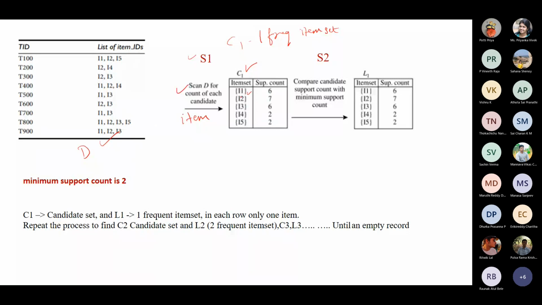So what is I1? How many times is I1 appearing? 1, 2, 3, 4, 5, 6. Support count. Now, what is support count here? How do you define support count?